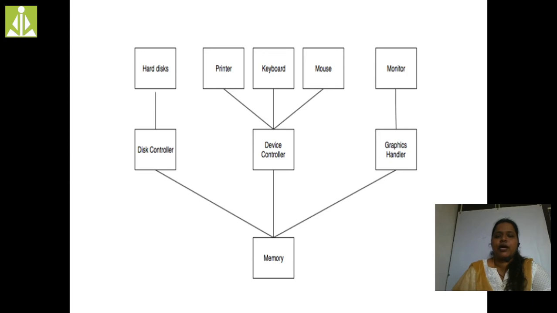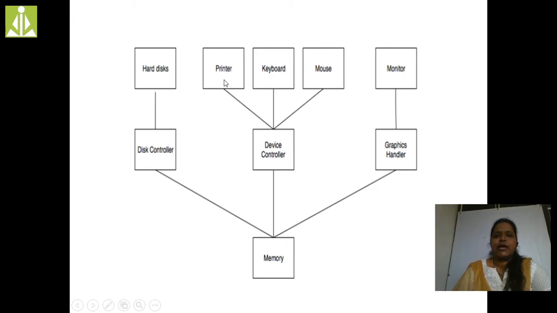Here we have the hard disk, printer, and input and output devices. Hard disks are under the control of disk controllers, the input output devices are under the device controllers, and the monitor is under the graphics controller. Each disk controller, device controller, or graphics controller has buffers. Data moves from the memory to the disk controller buffer, and from that buffer to the hard disk. In the same way, from the memory it is stored in the device controller buffer, and from that it is allocated to the printer, keyboard or mouse.